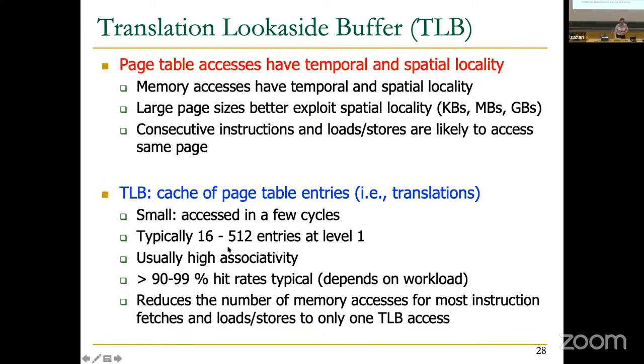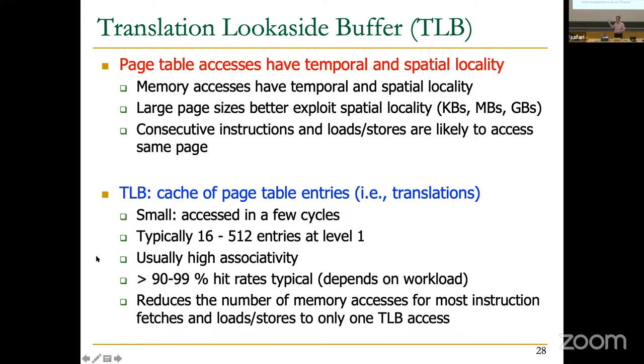So typically at level 1, you have 16 to 512 entries, and usually it's high associativity, and you typically get 99% hit rates. But it all depends on the workload, right? It all depends on the access pattern. If you're completely accessing memory randomly with no locality in translations, then you get 0% hit rate in this cache, and it's basically terrible.